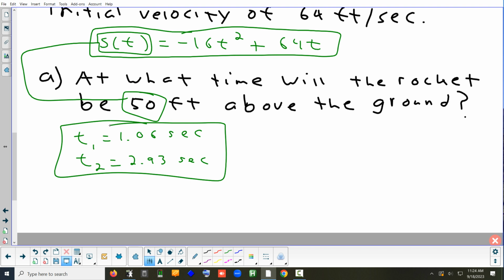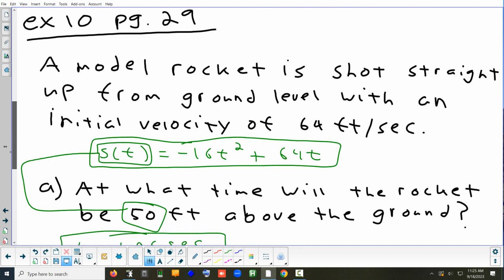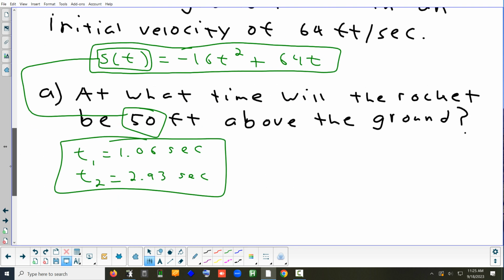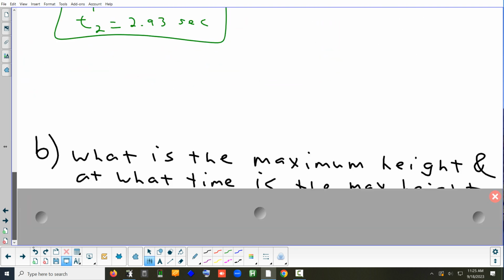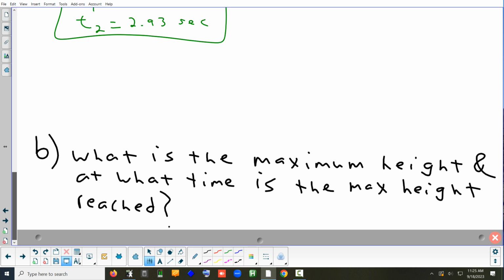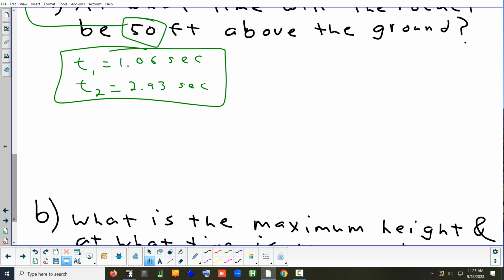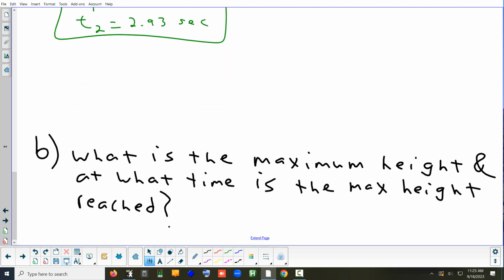Any question on that? I think that one's a little easier than the sidewalk one, only because we didn't have to use quadratic. Okay. So now it says, what is the maximum height and when is it reached?